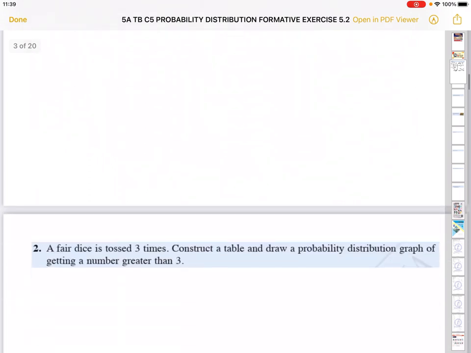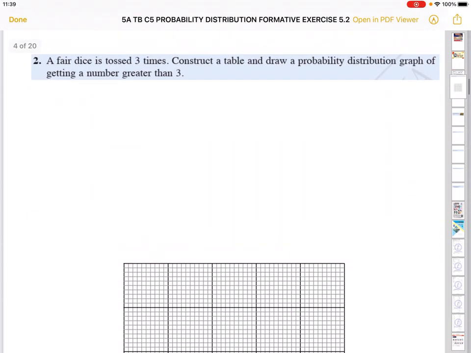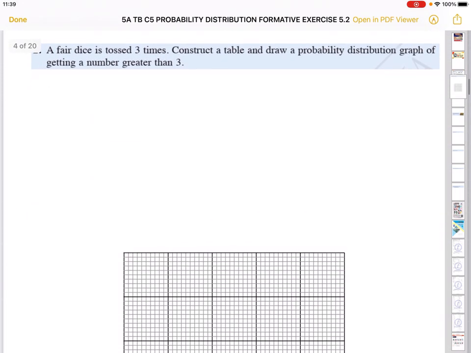Okay, let's move on to question number 2. In question number 2, we have to construct a table and draw a graph. Here they are talking about the probability of getting a number greater than 3 when you toss a fair die 3 times. So my n is 3.